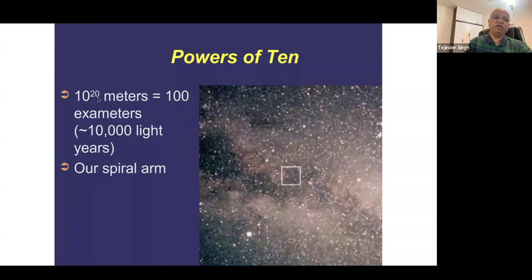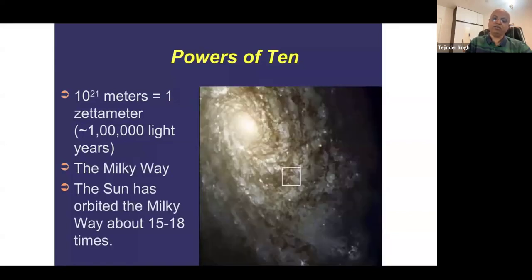We have added 20 zeros after 1, 20 powers of 10. Light takes about 10,000 years to cross this box, and this is the part of our arm of the spiral of the Milky Way. Now we have reached our galaxy, the Milky Way. Akashganga it is called in Hindi. And here is the sun. The sun is one of the stars. These are billions of stars. This is the center of the galaxy where there's a black hole. There are billions of stars in this galaxy, which is our galaxy, the Milky Way.